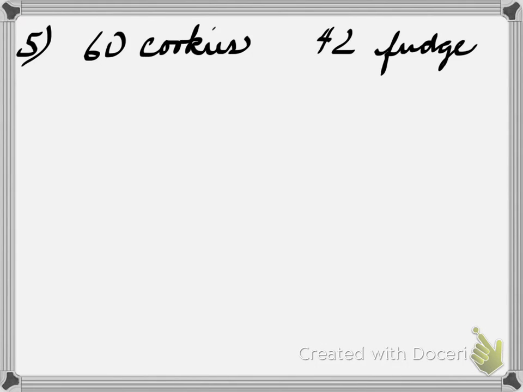Okay, for number 5, Marion's mother has 60 cookies and 42 pieces of fudge. What's the largest number of boxes they can make? How many pieces of fudge are in each box? And how many cookies are in each box?